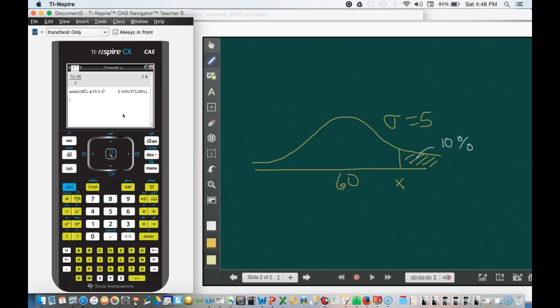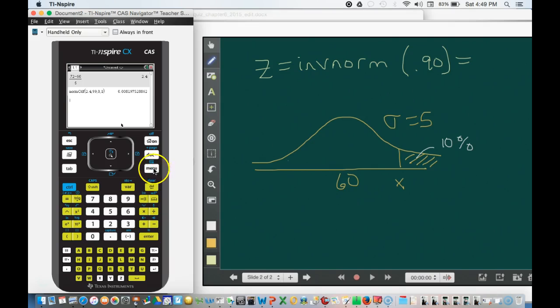Now, if we already know the percent, as in this case here, we want to know what score has 10% above it, then we're going to have to get our z-score using inverse norm. Now remember, our calculator is programmed so that it always takes the area to the left of your cutoff point. So if 10% are above, it means 90% are below.